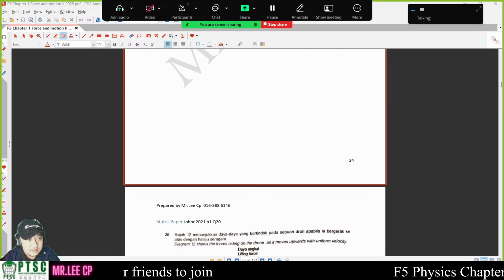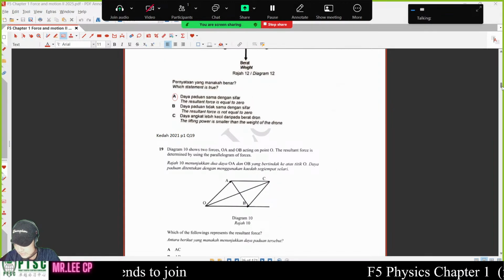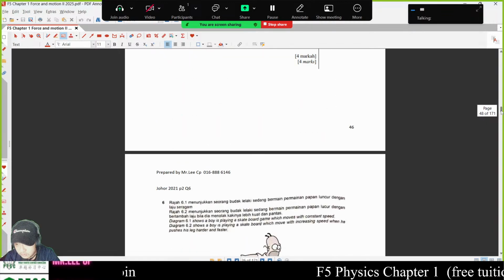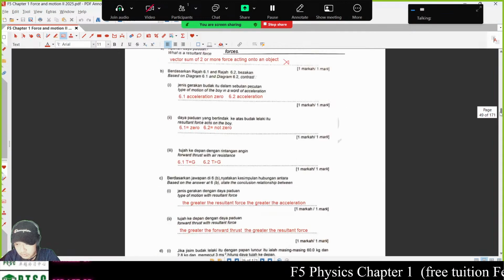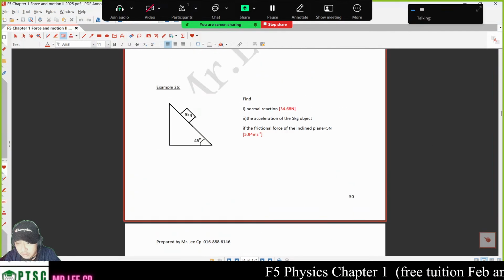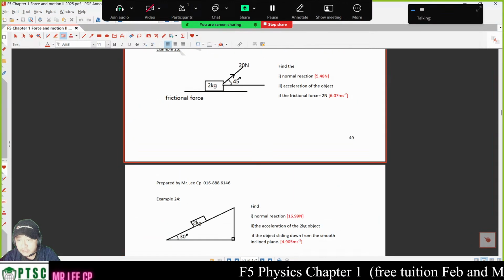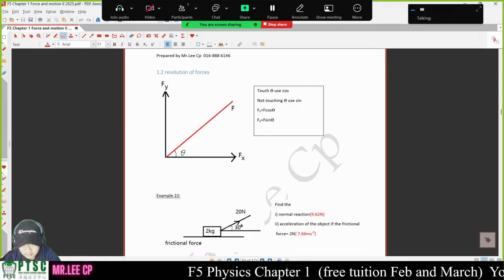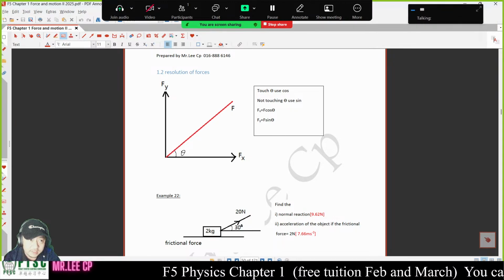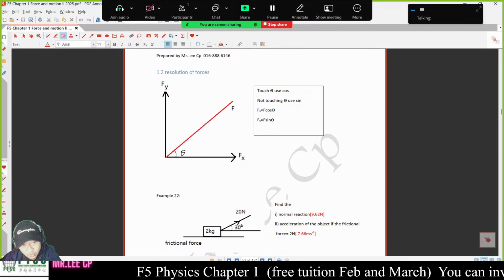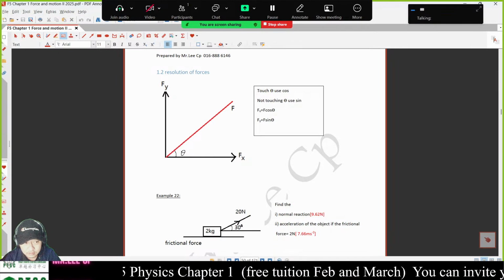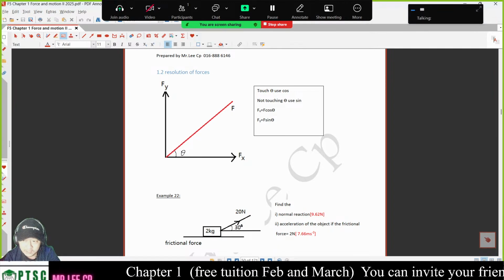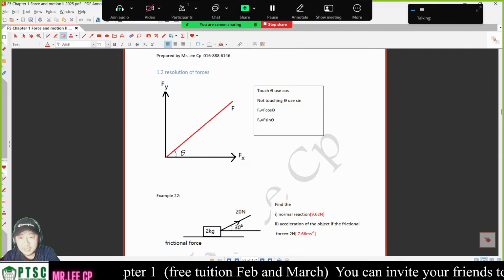This week we are going to go for the new subtopic, which is resolution of force. Resolution of force is very, very important. Most of the students cannot do it well. I am going to use a simple way, but before this I will explain it to you. After you know how to do it, I will not explain the principle of why it is so. Now I explain why it is so first.